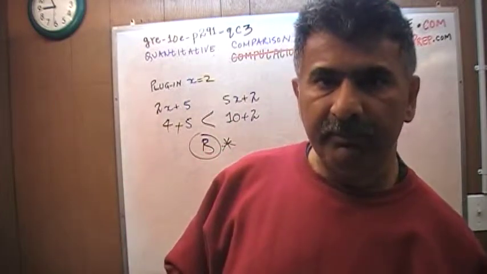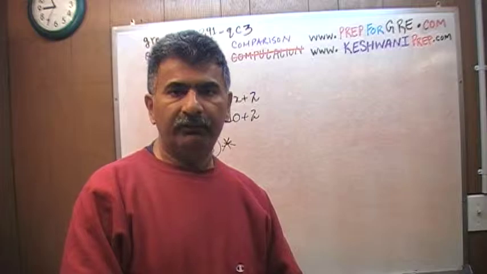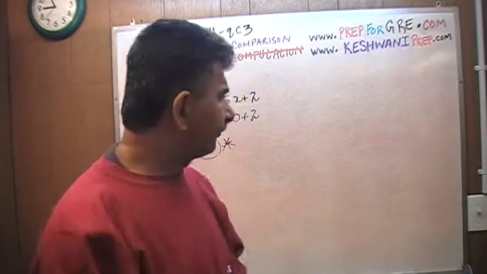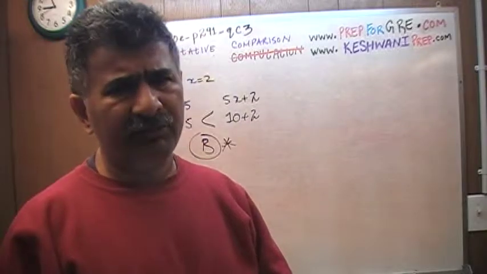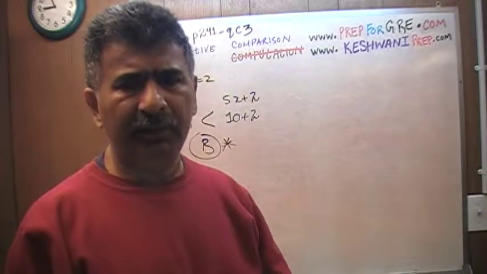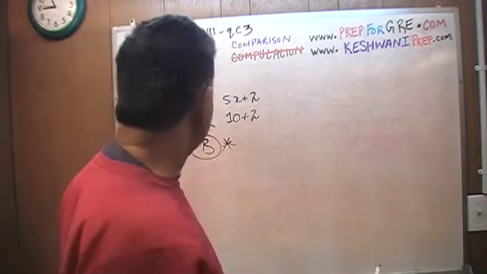There are 15 problems in this set, 15 quantitative comparison questions, and on a scale of 1 through 15, this is only number 3. Now let me do the same problem in a different way, in the classical way, the traditional way, the academic way, the proper way if you like, which is this.